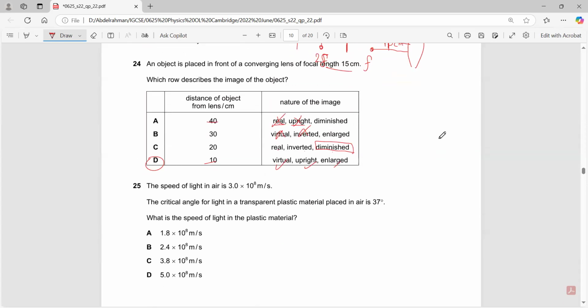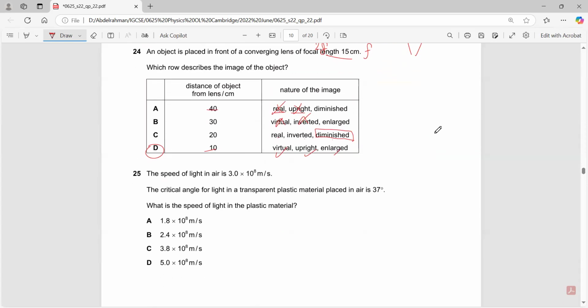Okay, what is the speed of light in the plastic material? Can I find it? Yes, I can cancel out C and D, because the speed can never increase above the speed of light, which is 3 times 10 to the power of 8. The critical angle is 37.